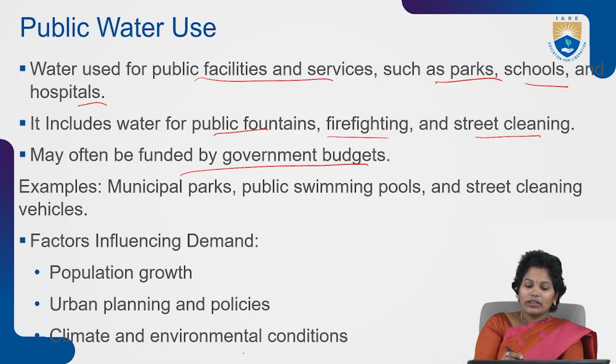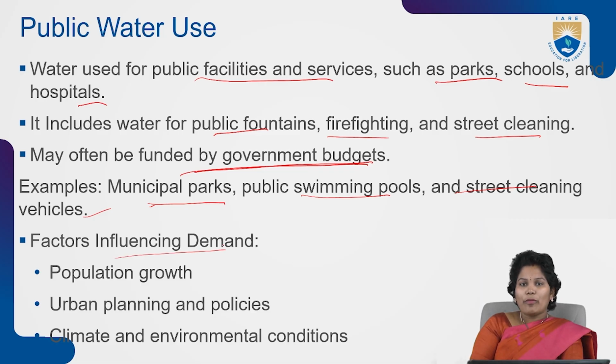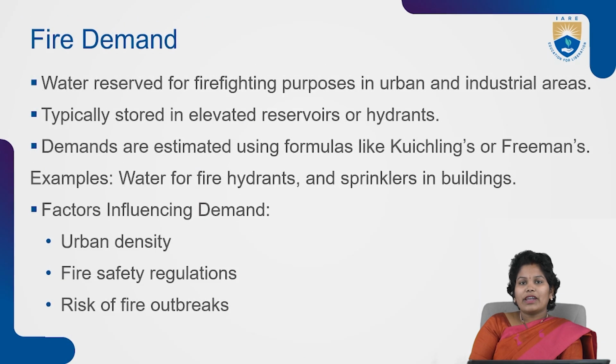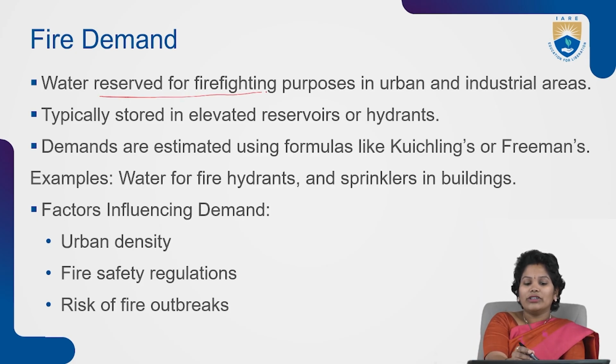The amount of water used is paid for by the government budget. Municipal examples are municipal parks, public swimming pools, street cleaning and vehicles. Factors influencing demand are population growth, urban planning and policies, and climate and environmental conditions. These are the factors influencing public water demand. And next is fire demand. Fire demand is mainly for firefighting, where water is reserved for firefighting purposes in urban and industrial areas.